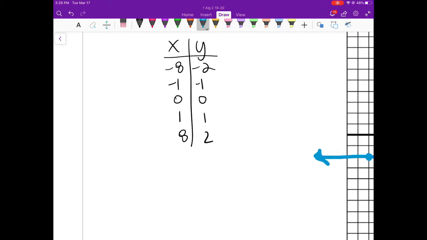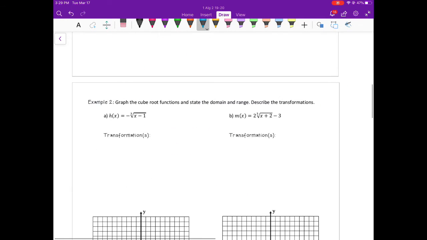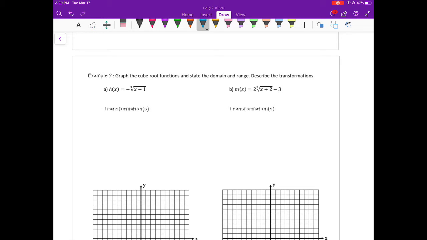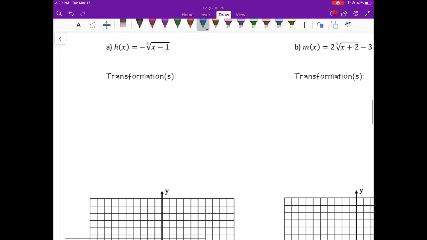And then remember that our square root ones were slightly different, which makes sense. It's a different function. But we are going to jump into it then. Graph the cubed root functions and state their domain and range. Describe the transformations. So let's start first by just throwing our parent points down so we don't forget.